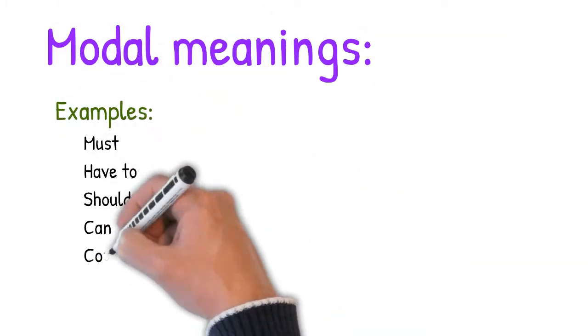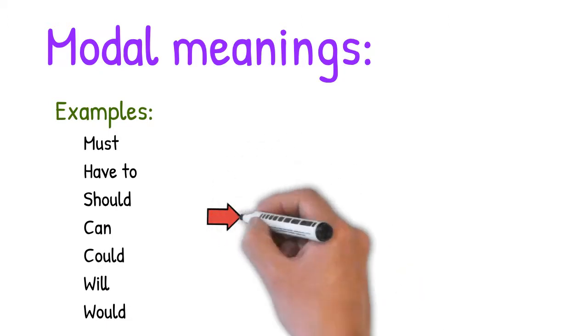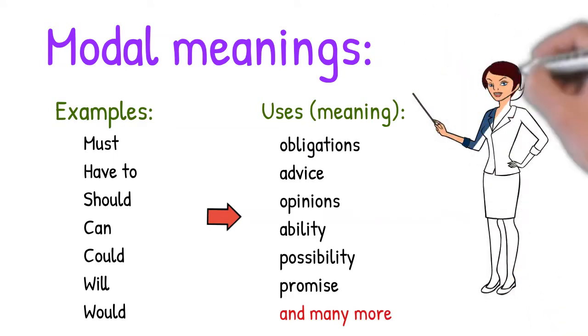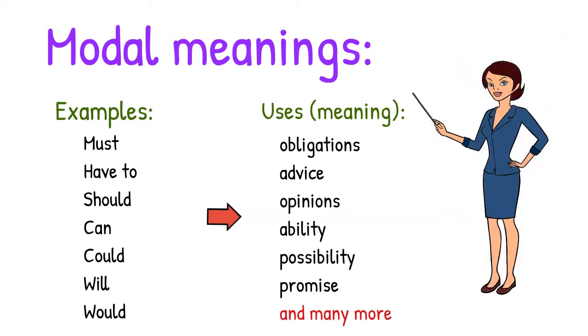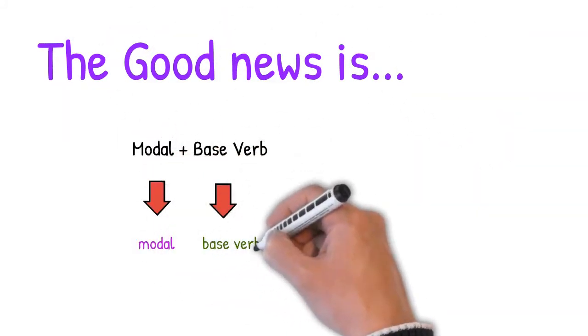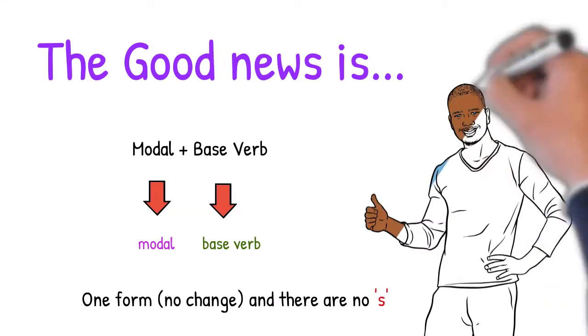So first, a brief introduction to what a modal is and the meanings that modals can have. Some example modals are must, have to, should, can, could, will, and would. You know these words. They're called modals. And their uses, that means their meanings. They're used in a variety of situations. We use them for obligations, advice, opinions, ability, possibility, promise, etc. So many more.